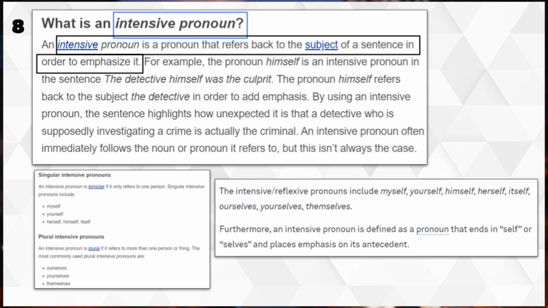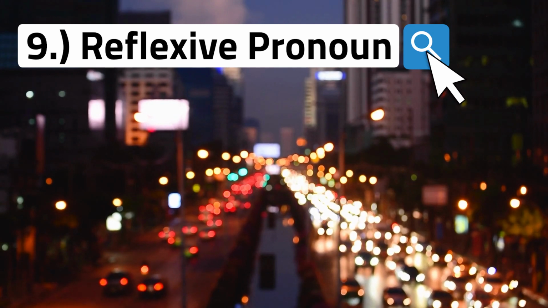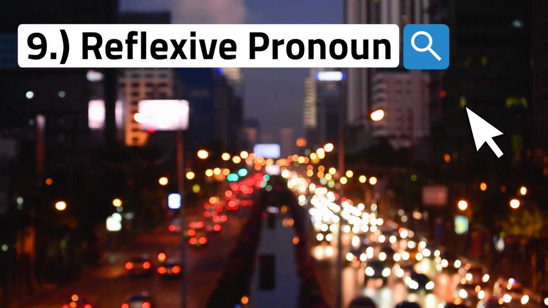The absolute best way to probably start with this is to look at the box on the bottom right-hand corner. It says that the intensive or reflexive pronouns include myself, yourself, himself, herself, itself, ourselves, yourselves, themselves. What's the common line there? It's the end of the word. It says an intensive pronoun is defined as a pronoun that ends in self or selves and places emphasis on its antecedent. Term number 9, reflexive pronoun, kind of complicates that a little bit.